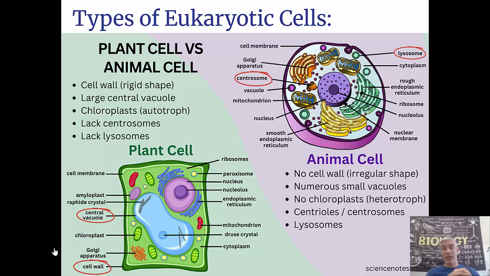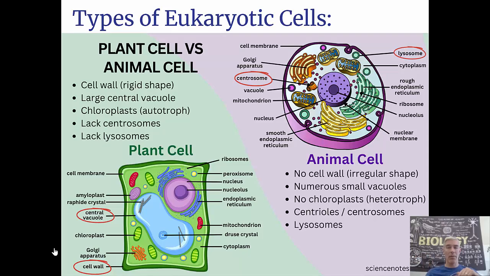Animal cells have no cell wall. They never do. They have a lot of tinier food vacuoles within them, no large central water vacuole. They do not have chloroplasts because they're heterotrophic. They have to go and get their food from outside of it. They do have centrioles, which are the parts that organize the fibers for pulling chromosomes apart, and they have lysosomes for digesting the food that they consume. That's the job of lysosomes. So that's kind of the difference between plant cells and animal cells.